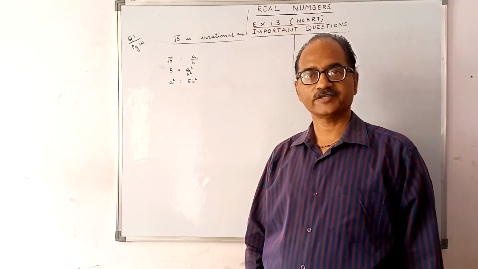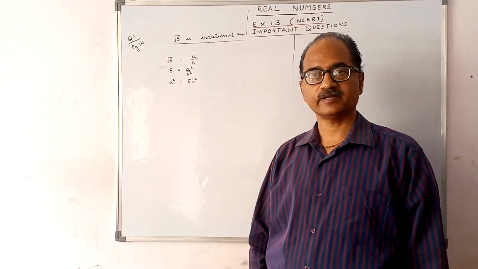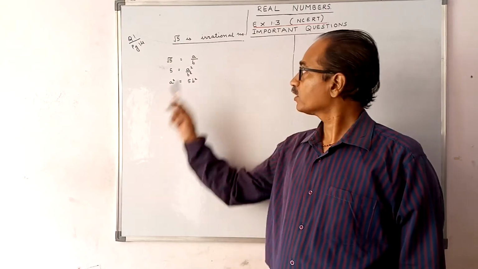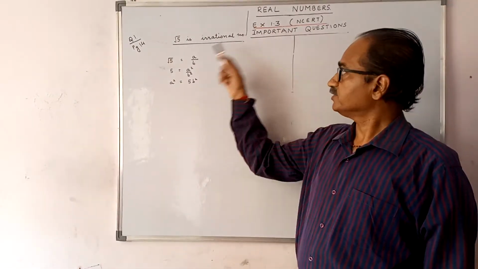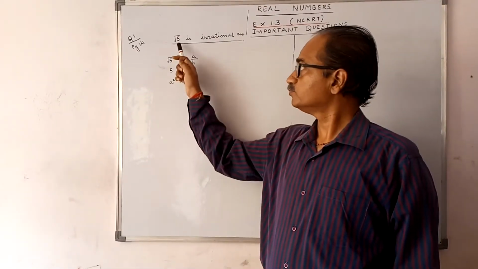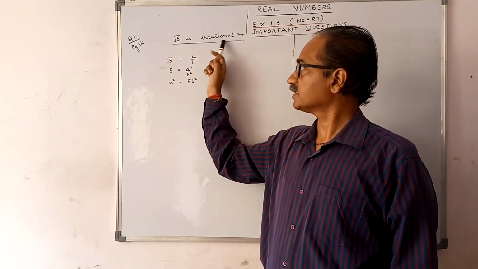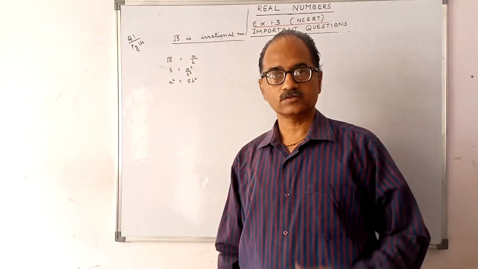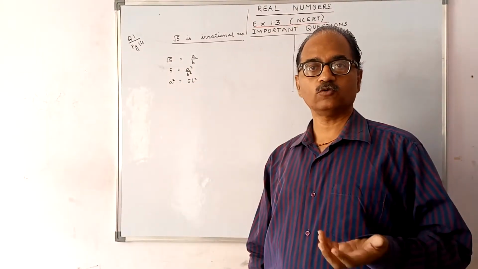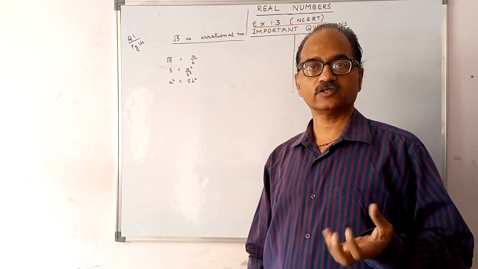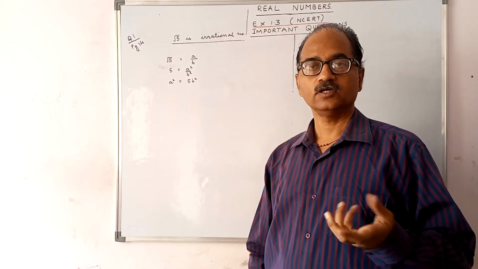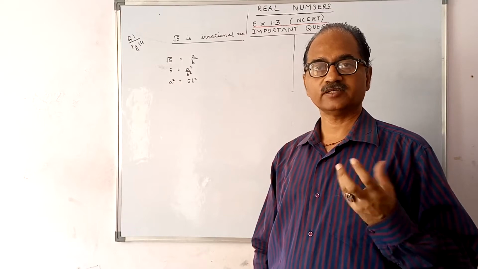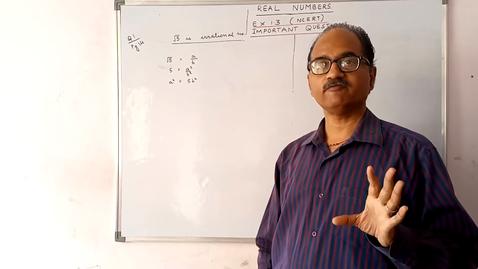A very important question from CBSE examination point of view. Exercise 1.3, question number 1. Prove that root 5 is irrational. So you can have a question: prove that root 2 is irrational, root 3 is irrational, root 7 is irrational, and so on. Different types of numbers can be there, but the method is the same for all the questions.